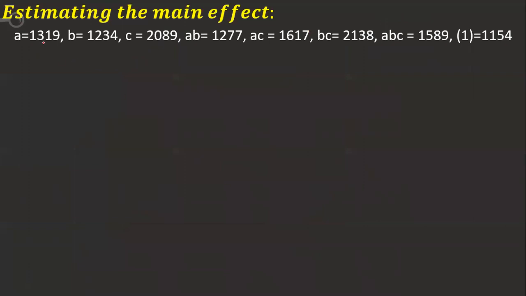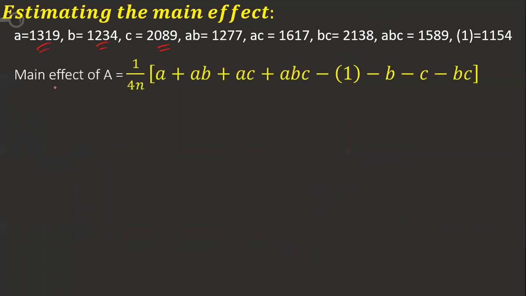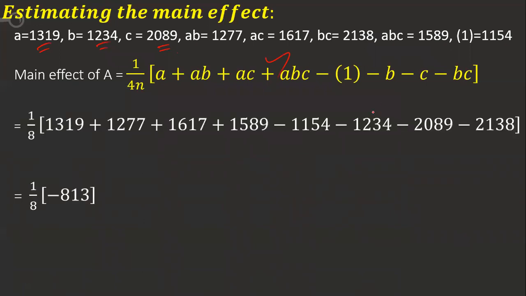So what is my A value here? This much, B is this much, C is this much. I'm going to substitute in the formula for the main effect of A. This is the formula for me. Now I have substituted and I have got the value. It's a simple mathematical calculation. So the main effect of A is given like this.